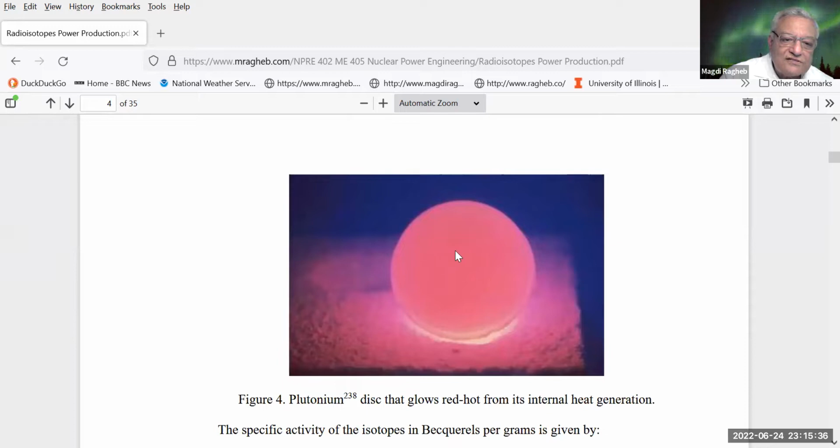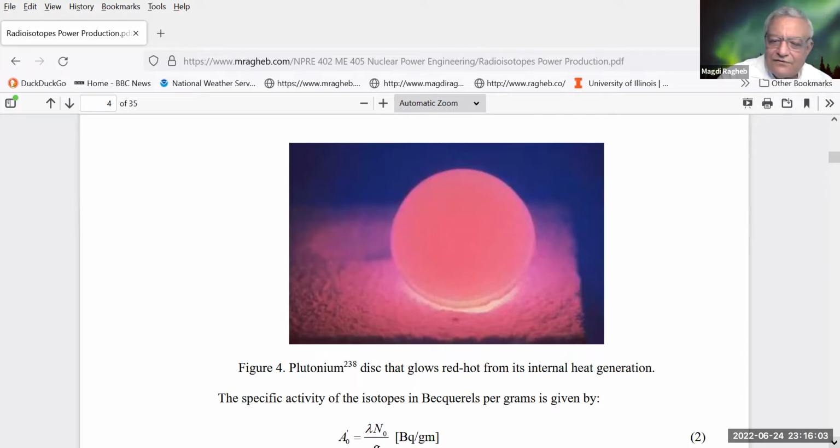So this is a small disk now, that's not a sphere, a disk. It glows red hot from its own internal heat generation. Notice that plutonium-238 is an isotope that cannot be used to make weapons because of its internal heat generation. You could see it with your own eyes here. And in that case, it would destroy any surrounding explosive. So you cannot use an implosion device. The use of plutonium for weapons is left to plutonium-239.